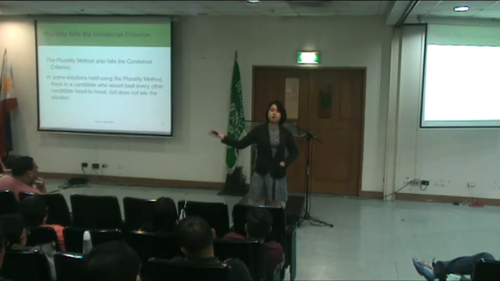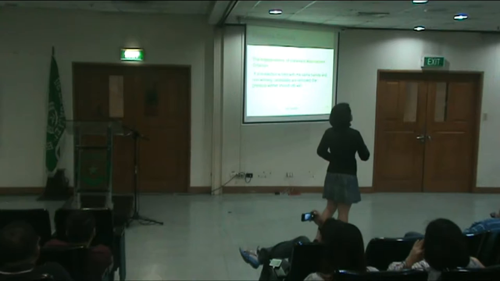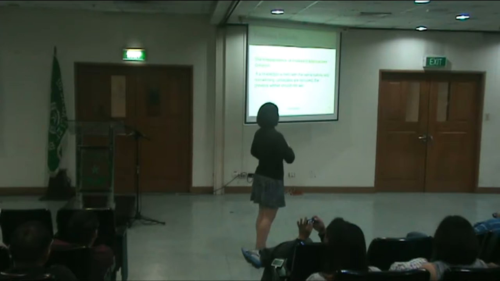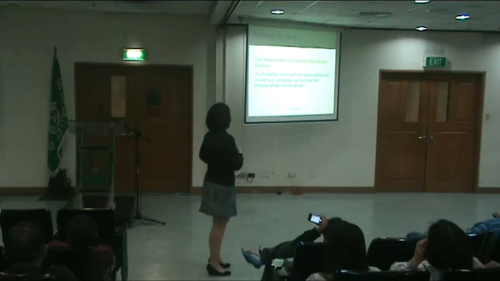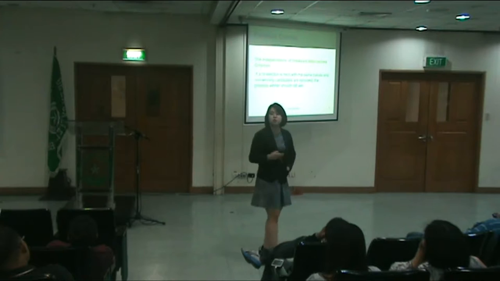Just a review, because I'll be using this. The independence of irrelevant alternatives. The problem with this topic, if we introduce this to your students, is that there are a lot of new words. That's why I did this also, because most likely you will not be able to remember what I said earlier. Independence of irrelevant alternatives criterion: if a re-election is held with the same ballots and non-winning candidates are removed, the previous winner should still be the winner. So this is what we're going to check.